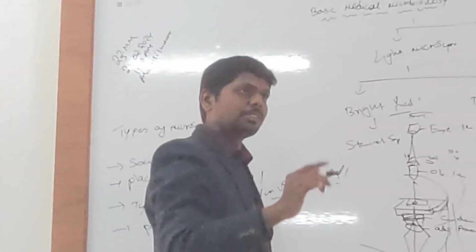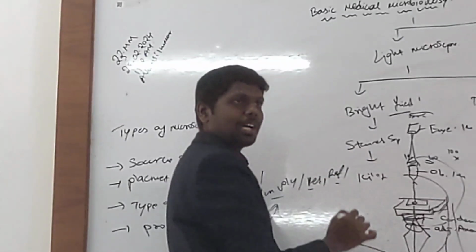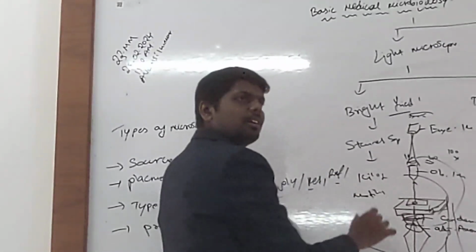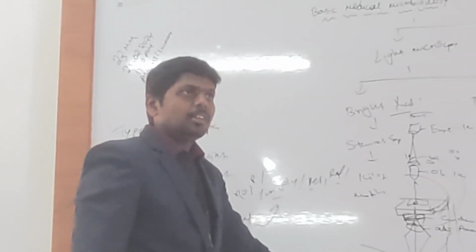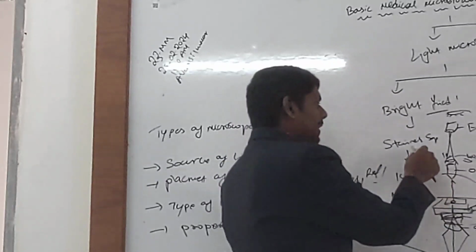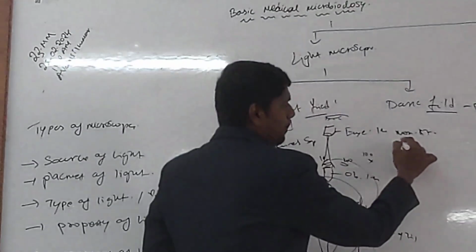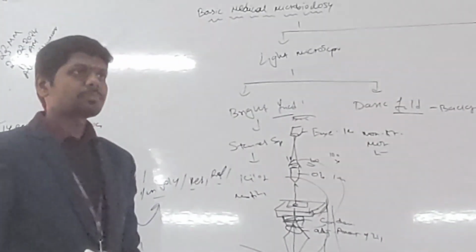But stained specimens will come with a cost. We are killing the specimens. We are killing the microbes. So we cannot study the motility. We cannot study motility in a bright field microscope. Am I correct? So is there any alternative to study the non-stained specimens? Non-stained motile living specimens. Is it possible?